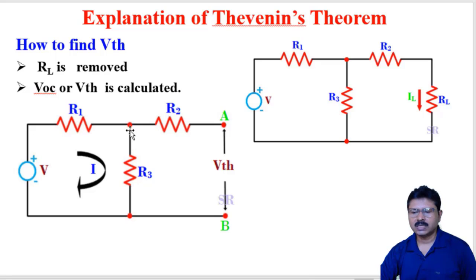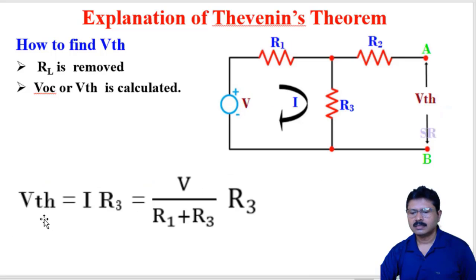So ultimately VTH is equal to V divided by R1 plus R3 multiplied by this resistance. Say here VTH is equal to this current flowing through the resistance into R3. What is the current flowing through this resistance? This current is this potential divided by R1 plus R3. V divided by R1 plus R3 multiplied by this resistance is equal to VTH. So this way we will find the VTH.